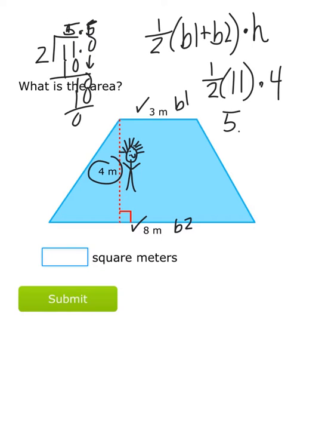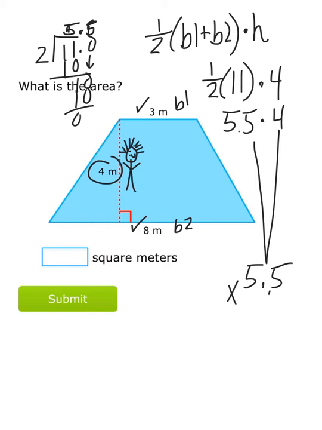So I do 5.5 times 4. Let's put that down here. So 5.5 times 4. Carry the 2. 5 times 4 is 20, plus 2 is 22.0. So it's 22 square meters.